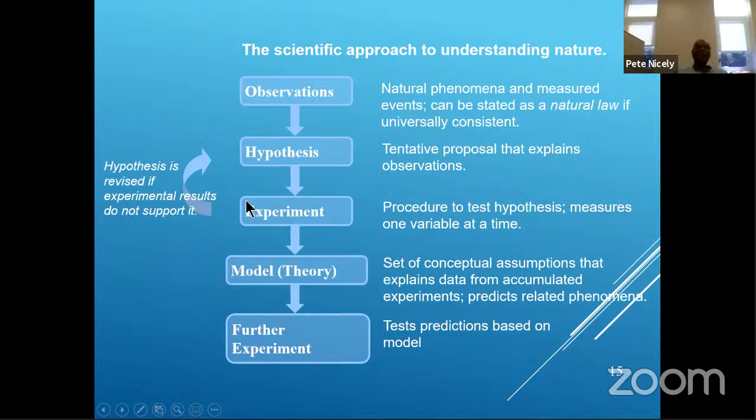And this happens over and over and over again until you get some harmony between the experimental data and the hypothesis. And when you achieve that harmony, then that hypothesis is now called a theory, all right? So as stated here, a theory is a set of conceptual assumptions that explains the data from accumulated experiments. And this is very important to understand the distinction between a theory and a hypothesis.